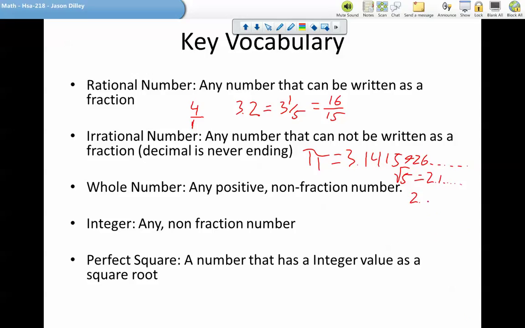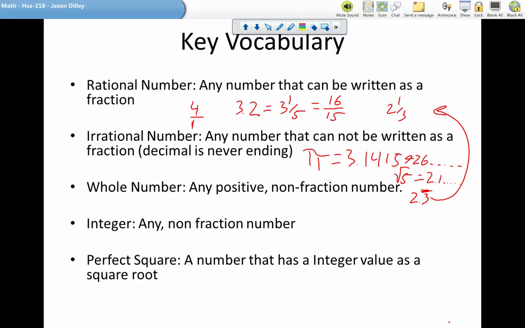Interestingly enough, things where it's 0.3 repeating, those are rational, right? This is actually a rational number because you can make that 2 1/3. So when they have a repeating decimal, that makes it rational. When it's not repeating anything, then it's an irrational number, okay?